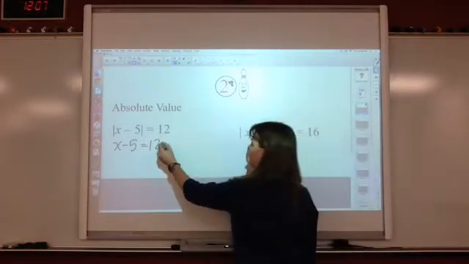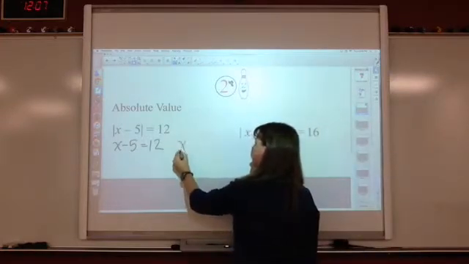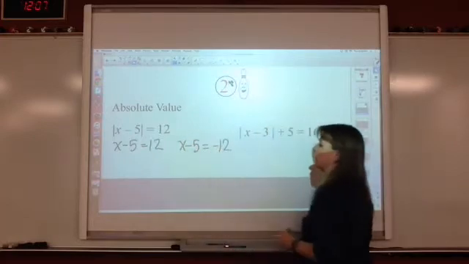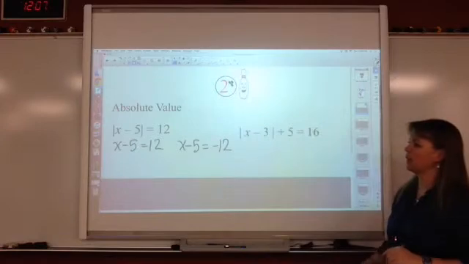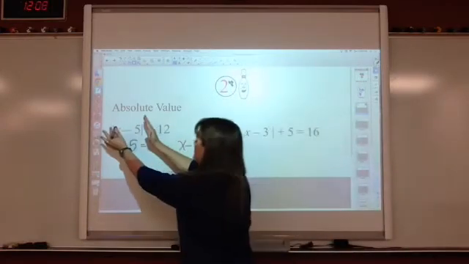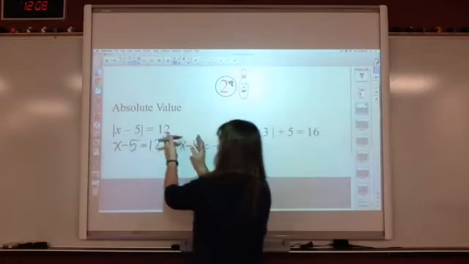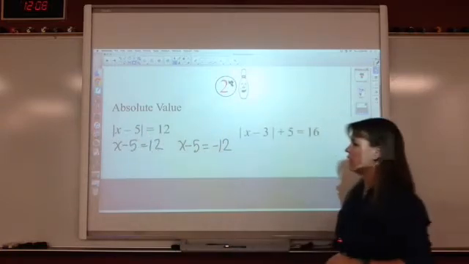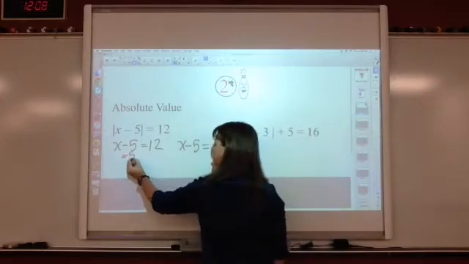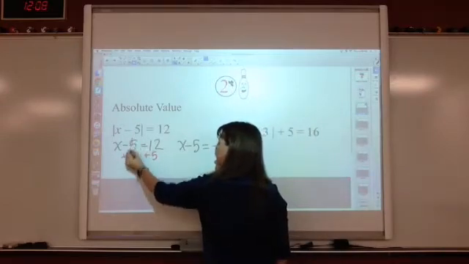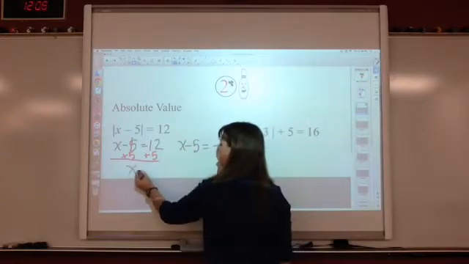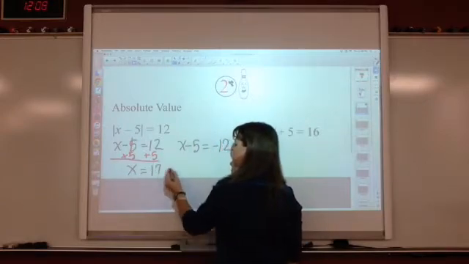From x to 5 was 12 spaces, but it could have also been minus 12 spaces. But when you put the absolute value bars on it, you're talking distance, and distance can't ever be negative. This equation could have gone to the right, it could have gone to the left. So you solve both problems using your algebra skills. Add 5 to both sides. Final answer, x equals 17.